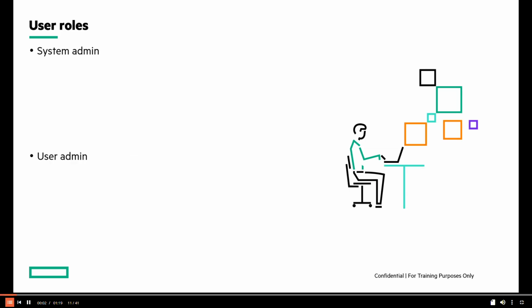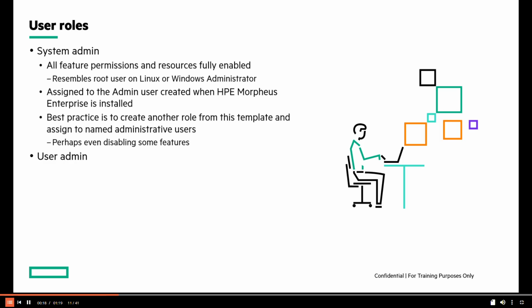Two of the default roles, the System Admin role and the User Admin role, are referred to as user type roles, as they can be assigned to specific users and provide that user access to the permissions. The System Admin role has all feature permissions and resources in the environment fully enabled. The System Admin role is a super user, similar to a root user on Linux or the Windows administrator. The System Admin role is assigned to the admin user created when Morpheus is first installed.